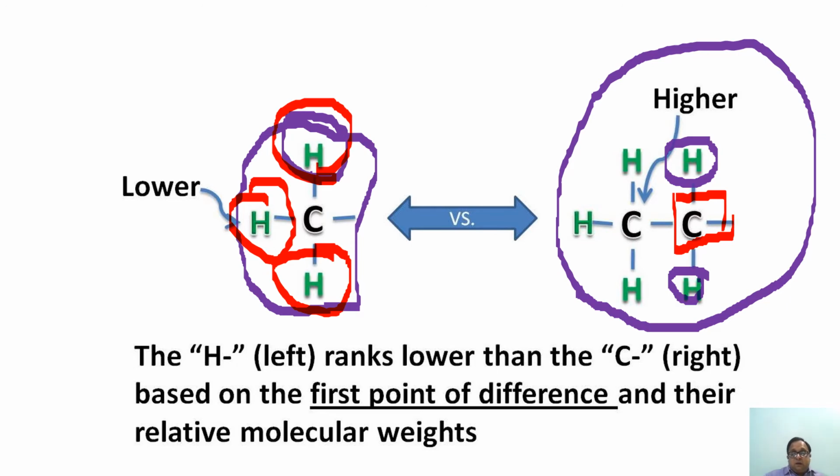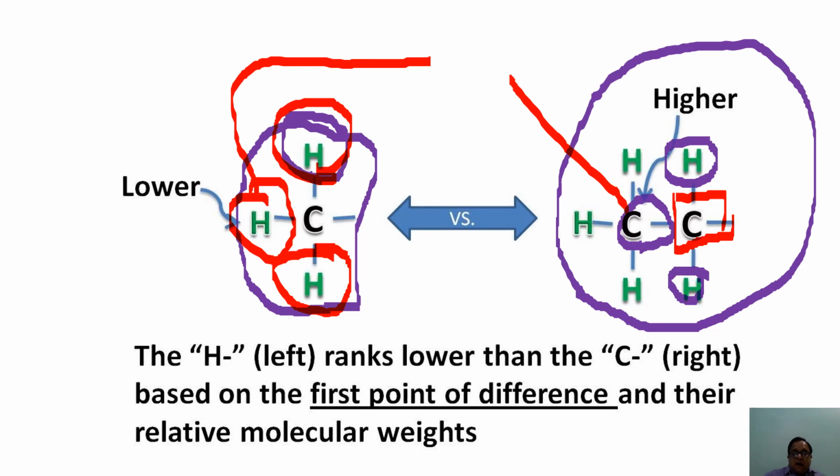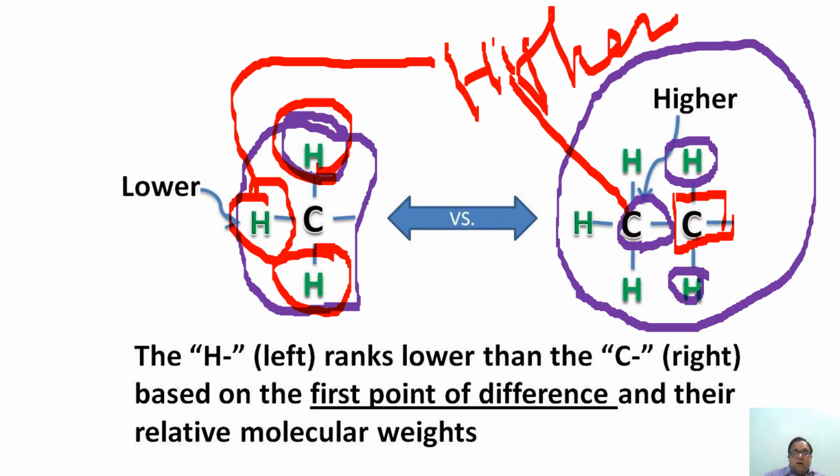But if we see the third substituent of this carbon, it is carbon. So this carbon will be given higher priority as compared to this hydrogen. So this is the point of difference: this structure contains hydrogen and this structure contains carbon. So carbon is having the higher atomic number, so it will get the priority. See one more.